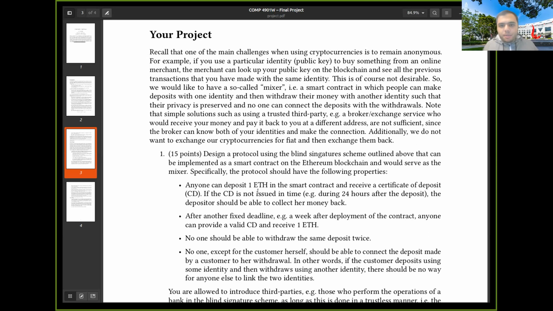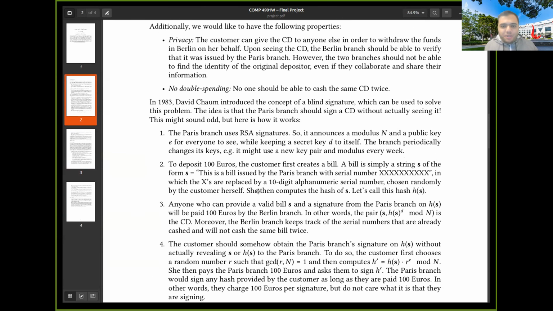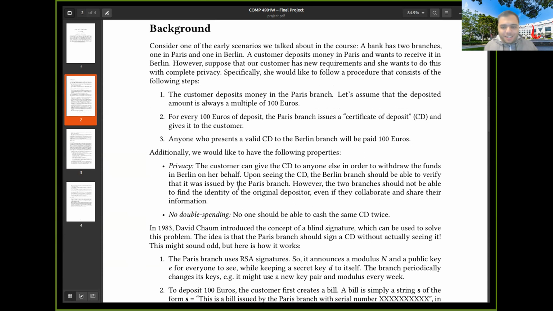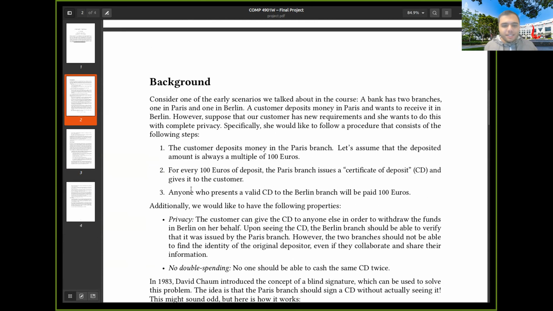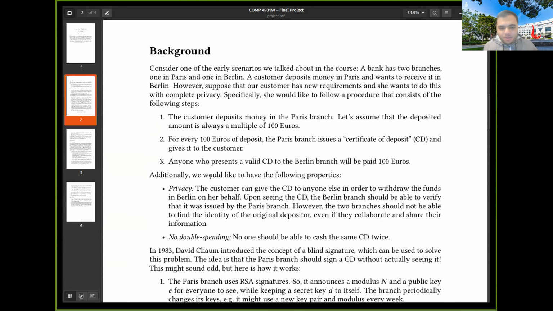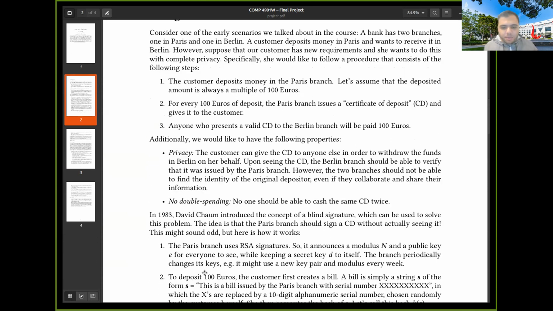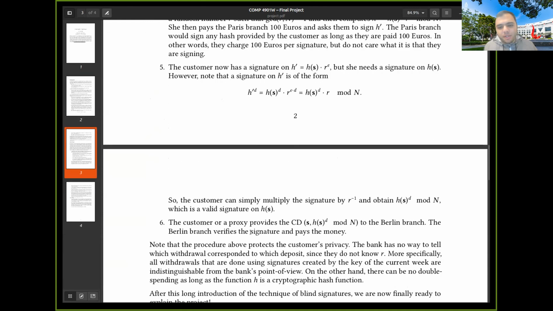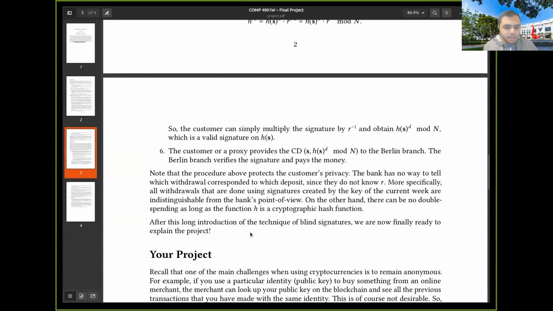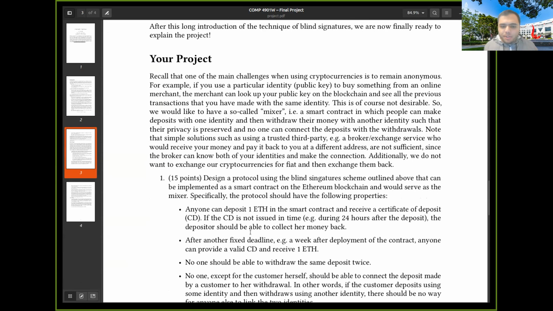And of course, this is your project. You have to write a smart contract that achieves this, and I've given you a lot of ideas here. Basically, your smart contract should use blind signatures and something similar to Chaum's protocol here, which uses RSA blind signatures, but you have to figure out how to implement this as a smart contract. And that's the hard part of this project.